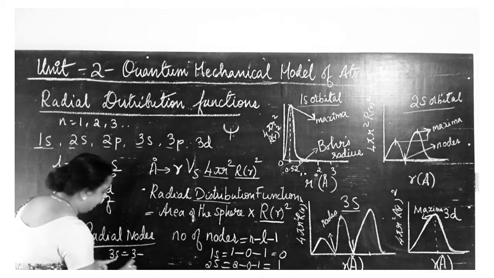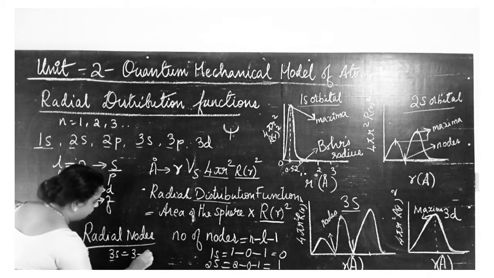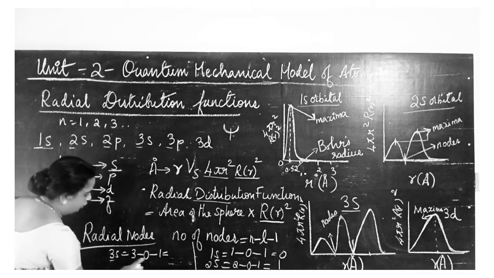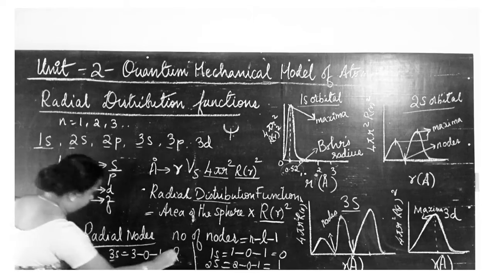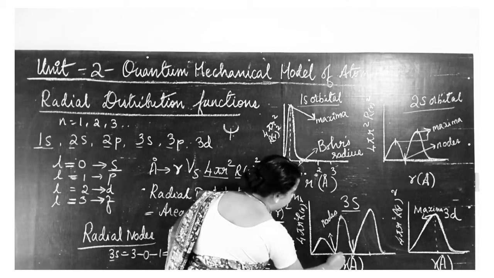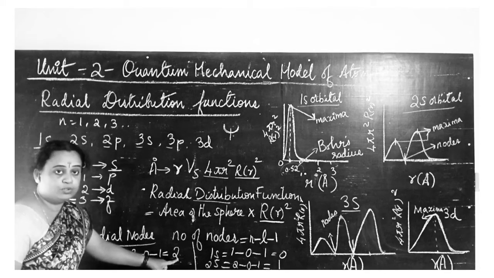Now let us take the 3s orbital. 3 minus, the l value for s orbital is 0. 3 minus 0 minus 1. So it is equal to how much? 3 minus 1, so it is equal to 2. So now look into the 3s orbital. How many nodes are there? 1, 2. So 2 nodes are there. Yes, so 2 nodes are seen here as well.